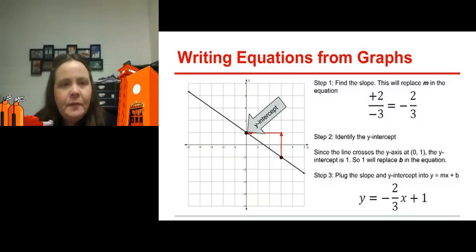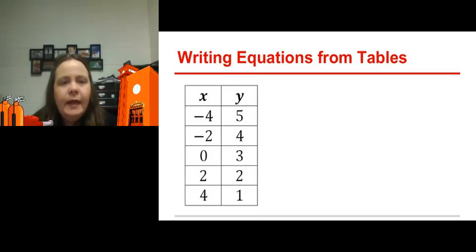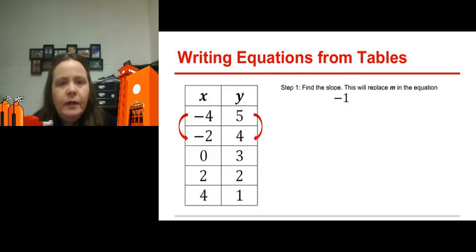All right. Now let's look at a table. Again, we want to write an equation for the function represented here. So step 1, we want to find the slope, and then that will replace m in the slope-intercept equation. When I look at my change in y, my change in y goes down by 1, and that's a -1. And then my change in x is going up by 2. That's a +2. And when I simplify that, that is -1/2.